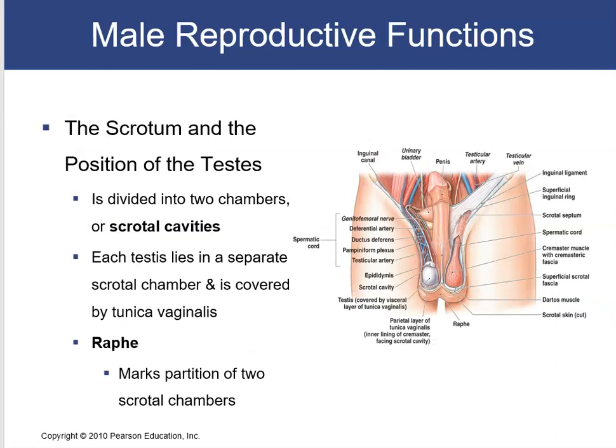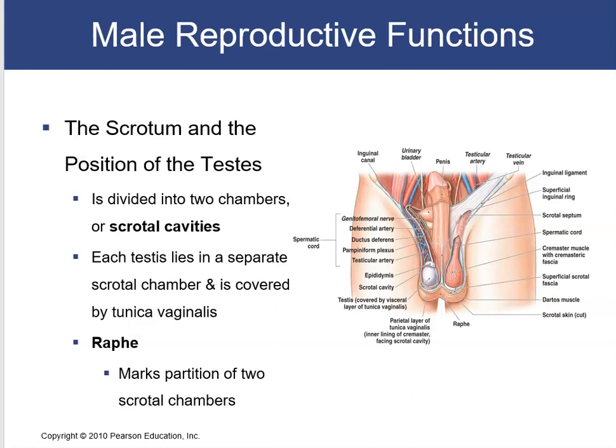The scrotum is where we find the testes. It is divided into two chambers, also called scrotal cavities, each of which will contain one testes. So each testes lies in a separate scrotal chamber, and it is covered by a structure known as the tunica vaginalis.